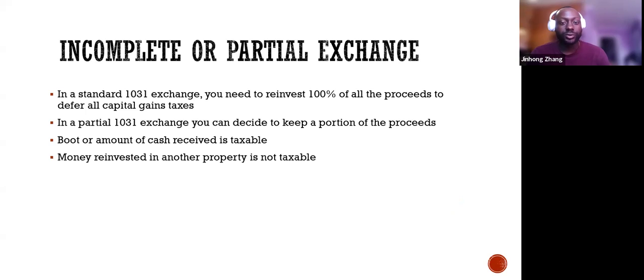All right, so incomplete or partial exchange. In the standard 1031 exchange, you need to reinvest 100% of all of the proceeds to defer all capital gains and taxes. In a partial 1031 exchange, you can decide to keep a portion of the proceeds. So if you keep a portion of the proceeds, you'll have what's called boot, or the amount of cash received, and that portion will be taxable. Any money that's reinvested into the other property that's being exchanged will not be taxable.